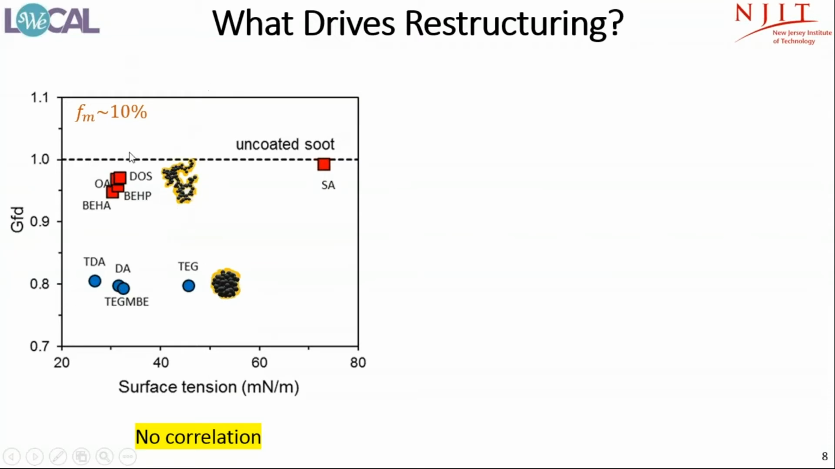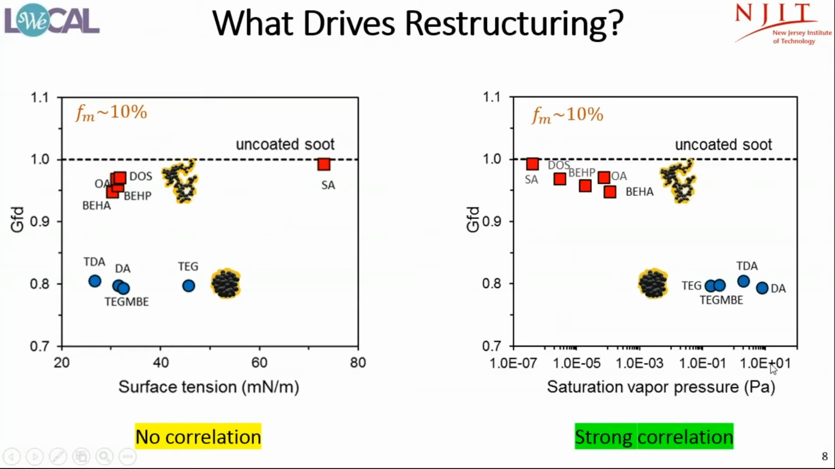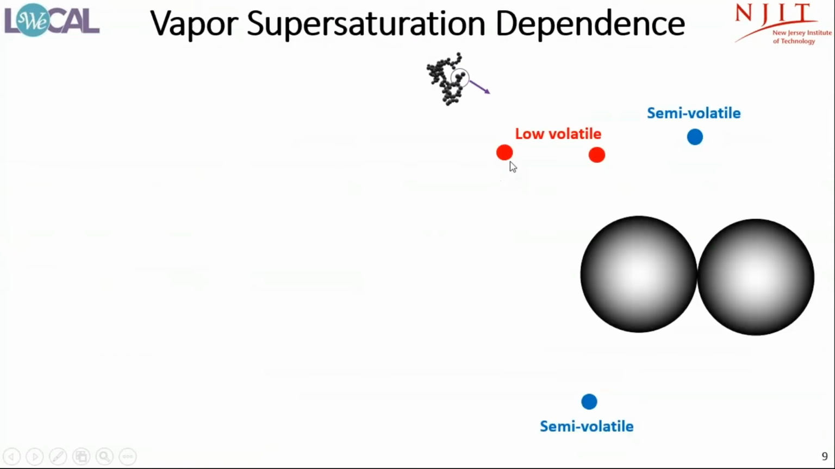And so surface tension doesn't explain why such a significant restructuring is seen at very small condensate mass. When we plotted our results as a function of vapor pressure of the materials, we see that same split again. Materials that are very volatile cause significant collapse, and materials that are not very volatile don't cause as much collapse for the same amount of coating mass. We can explain this using a simple cartoon, for example.